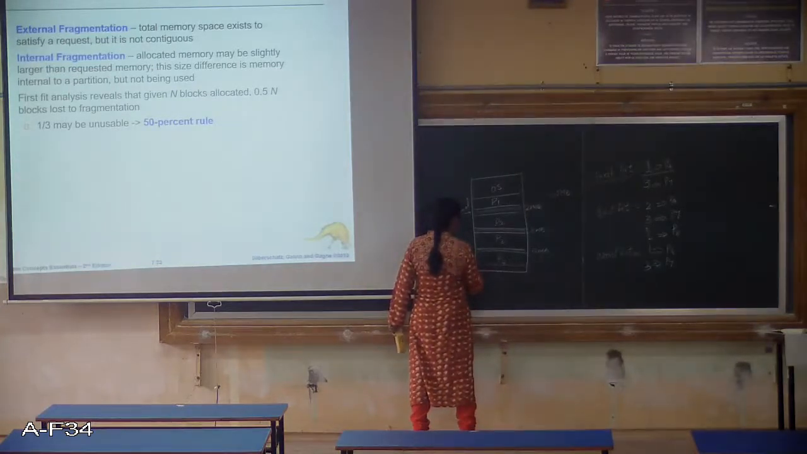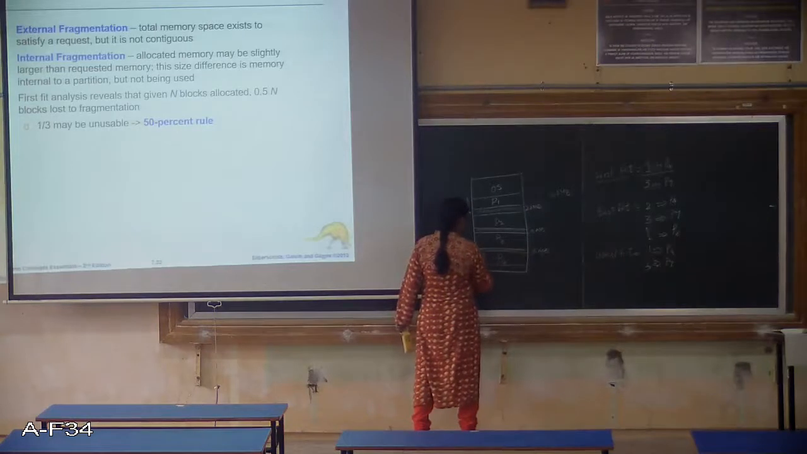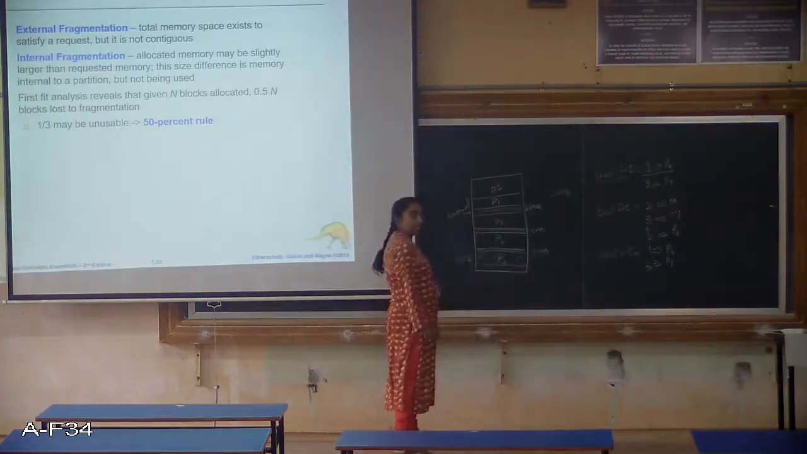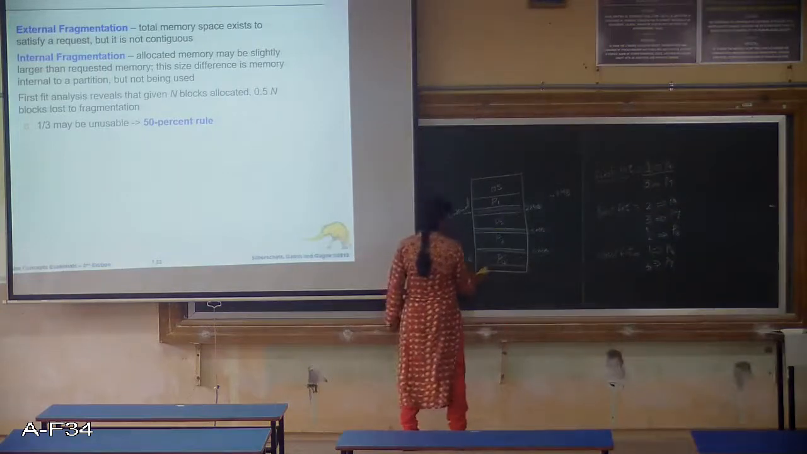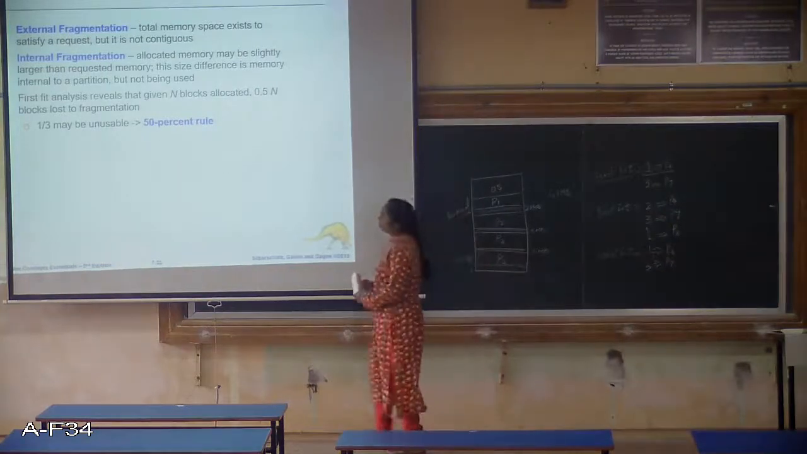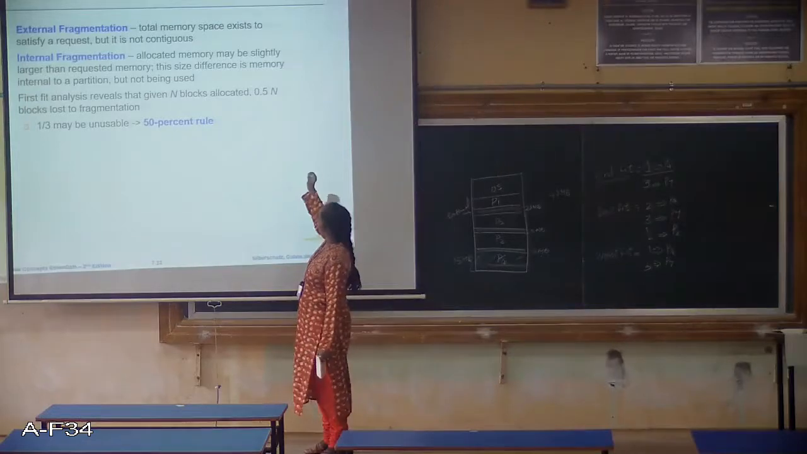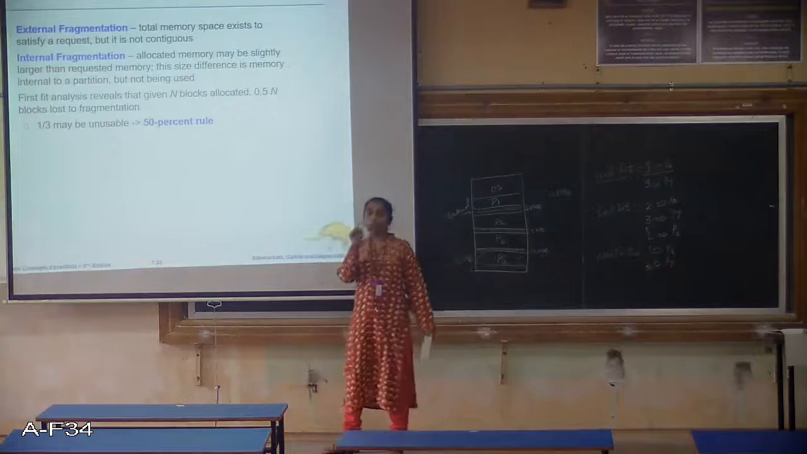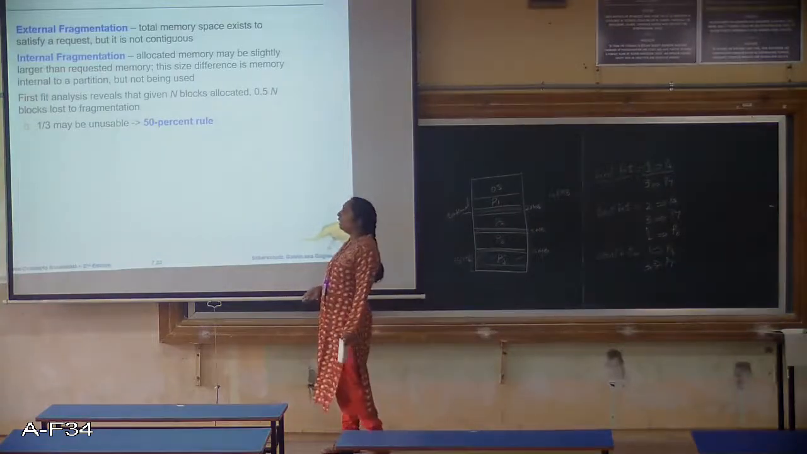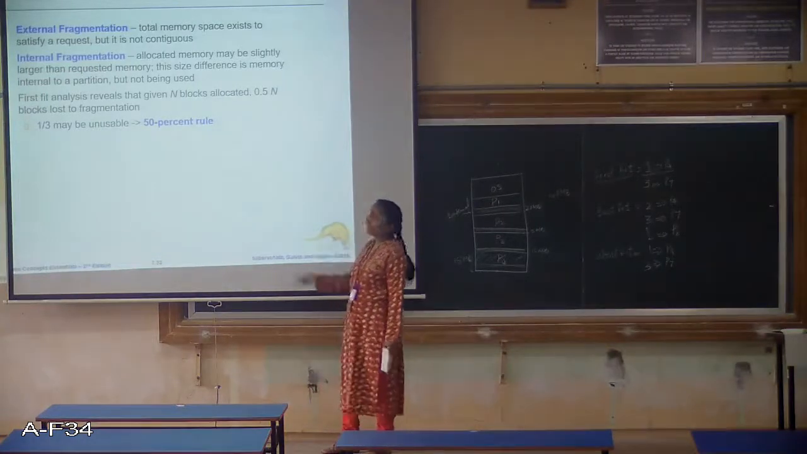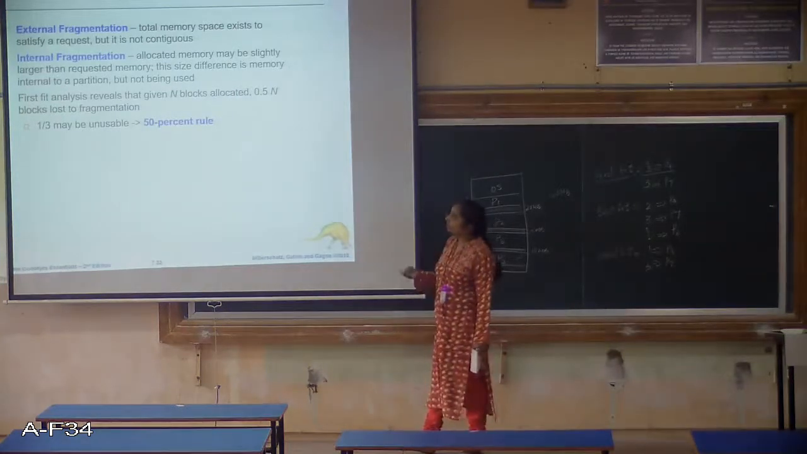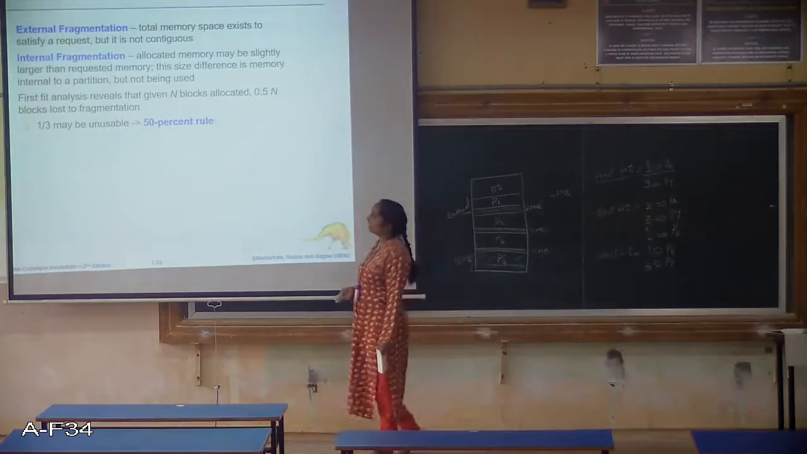We require 90 MB, so the process using the space is wasting some. That is called fragmentation. Internal fragmentation: allocated memory may be slightly larger than the requested memory. When the allocated memory is larger than the requested memory, then there is internal fragmentation.